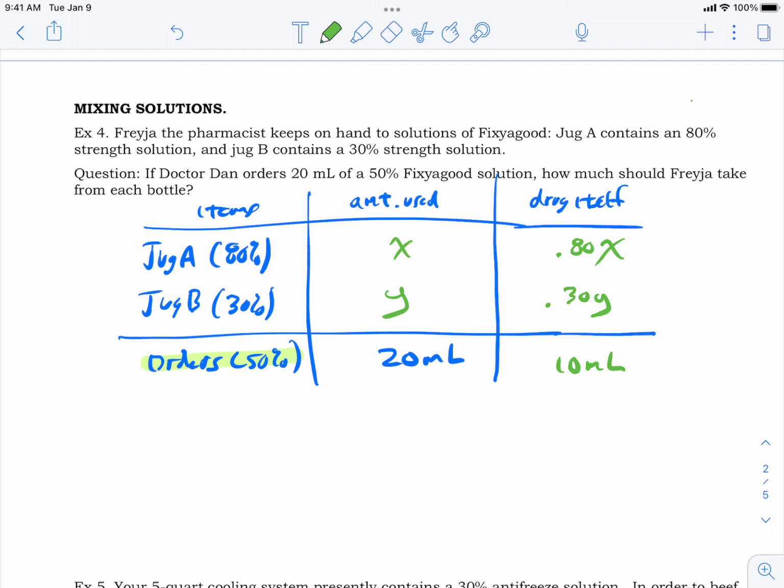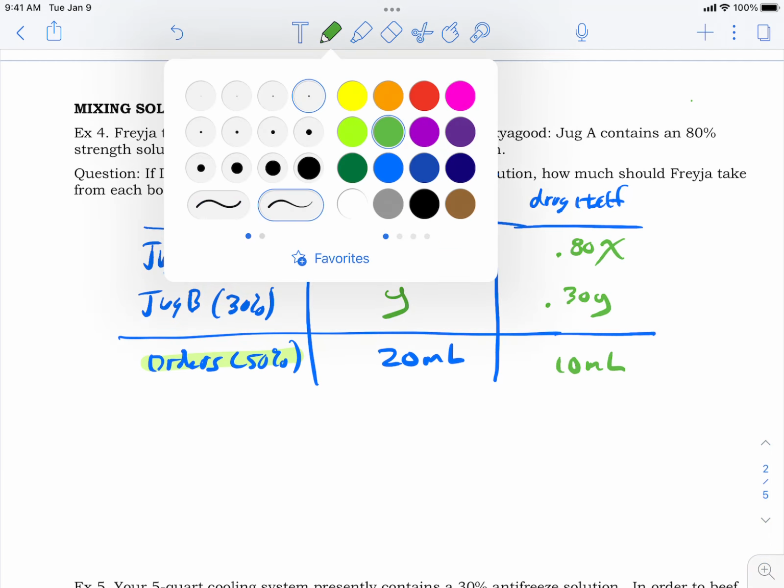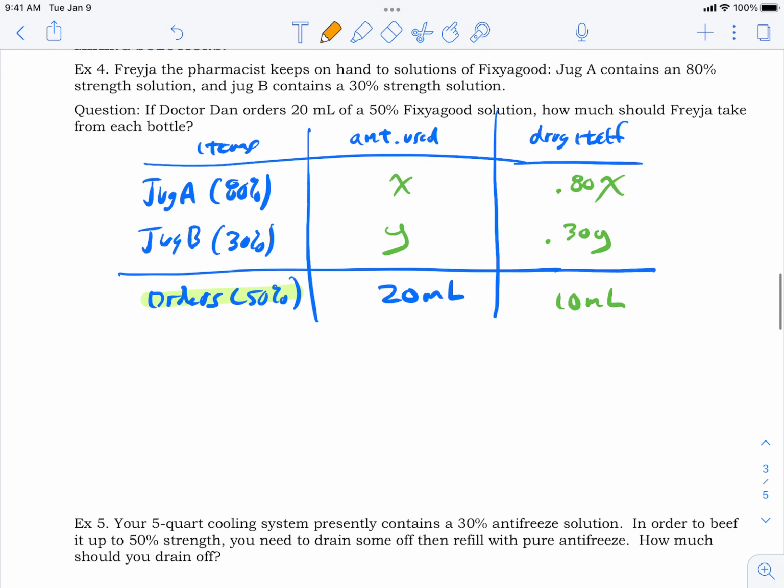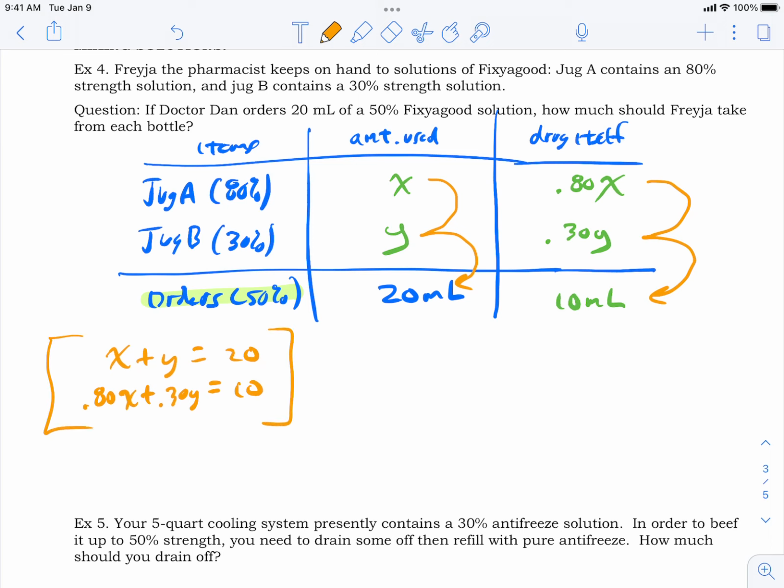Okay, well, the table's filled in. Now let's cross the table in a different sense. You know that if you use X of this and Y of this and it comes to 20 altogether, that means the X and the Y must add to 20 milliliters. And you also know that this much of this plus this much of this has got to add up to the 10 milliliters. So that's the 0.80X plus the 0.30Y is equal to 10. And you can see we've got our nice 2x2 system of equations ready to go.